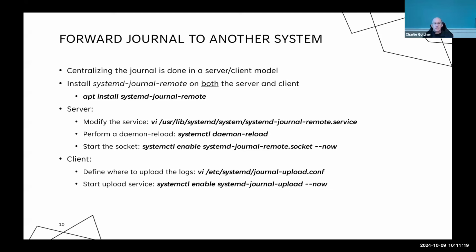Now, on the client side, you modify one configuration file. You tell it where that server is. So you give either an IP address or a fully qualified domain name, and then the port, and then you start the service. This is a different service, but it's part of the same software package that gets installed. This one's systemd-journal-upload. So very simple. And once you have both sides set up, it starts ingesting immediately.